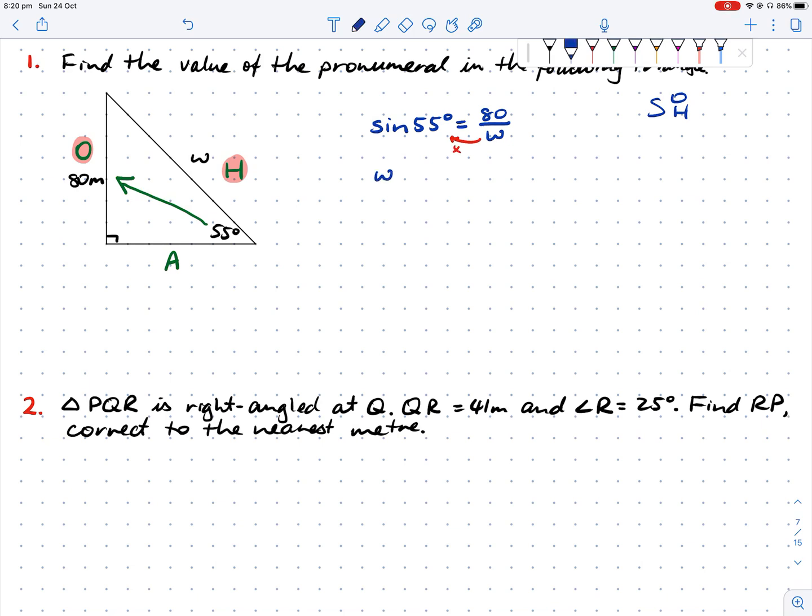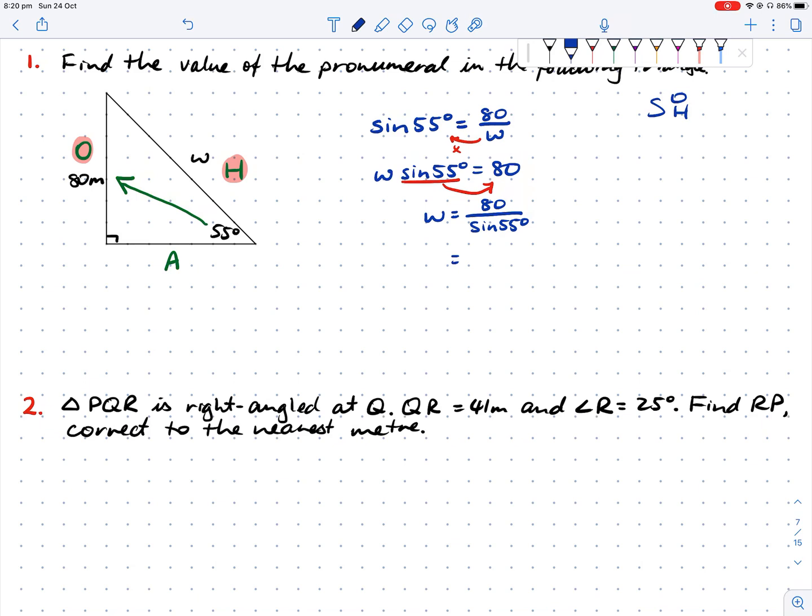Then we've got W times sine 55 equals 80. And then what we can do is take the sine 55 and divide it over. When we divide it, it does turn into a fraction. So W is 80 over sine 55 degrees.